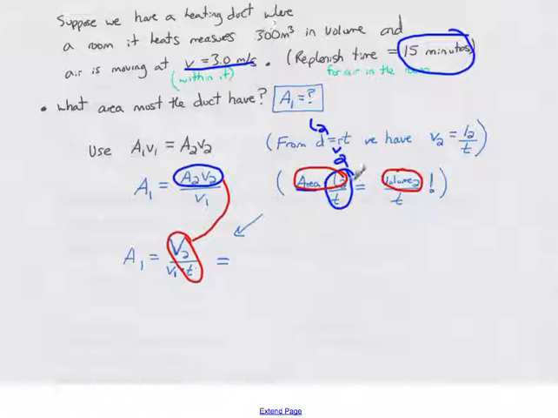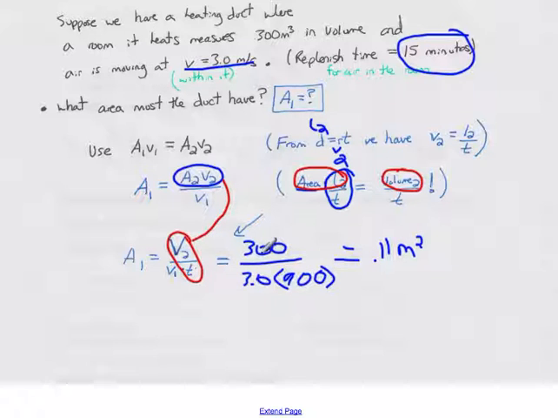Now, do we have those things? Yes, I think we do. The volume was 300 cubic meters, so you put a 300 in there. The first velocity was 3 meters per second coming out of that duct, and the time was 15 minutes. So we should go 15 times, how many seconds is that? Times 60. Get a quick calculator. Yeah, that's 900 seconds. You wouldn't want to put 15 in there because that's in minutes. And you get about 0.11. That's area, so meters squared, or you can put your units in and see that.